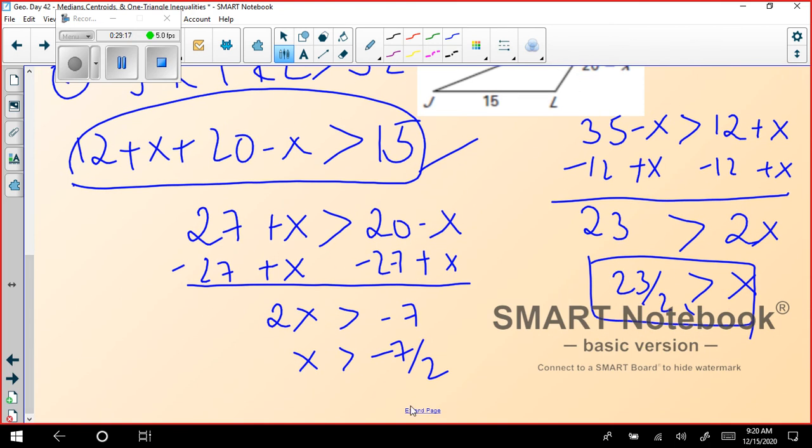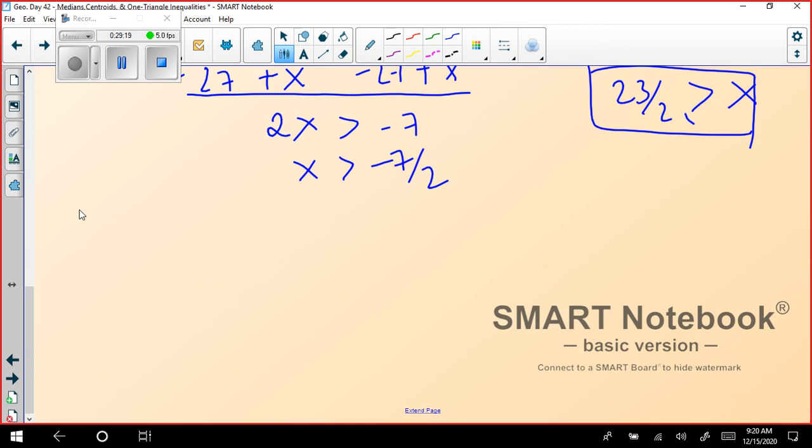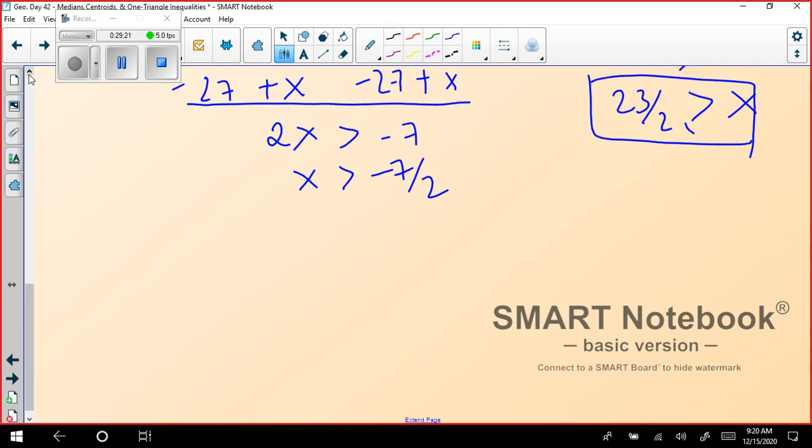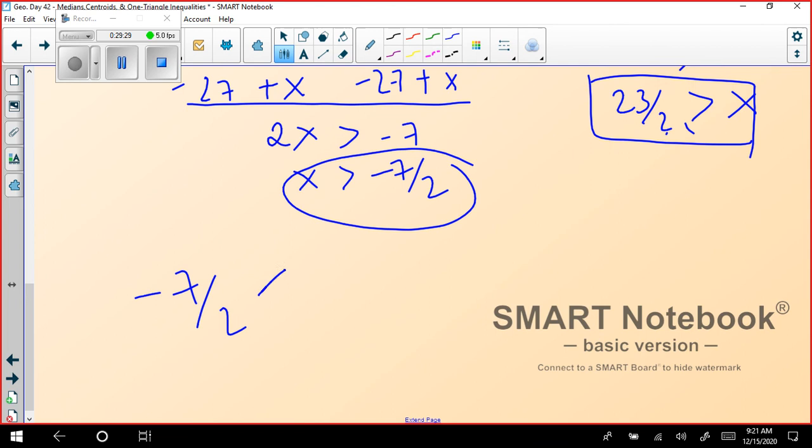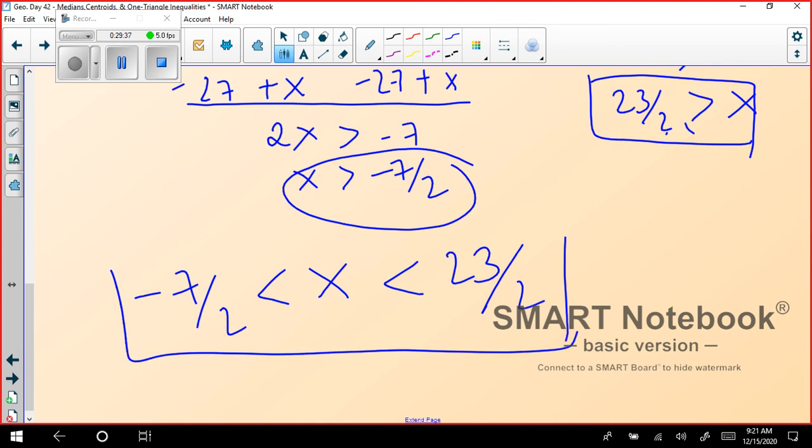Using these two inequalities, I can write the range of values for x. x is greater than negative 7 over 2 and it is less than 23 over 2. This is the range of values that x can take. This should be our final answer.